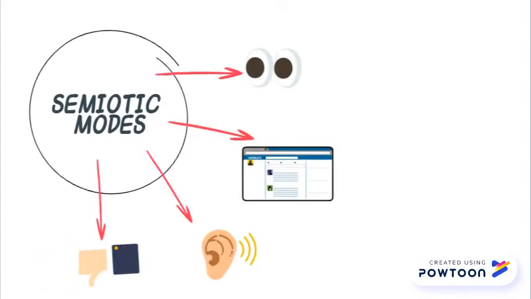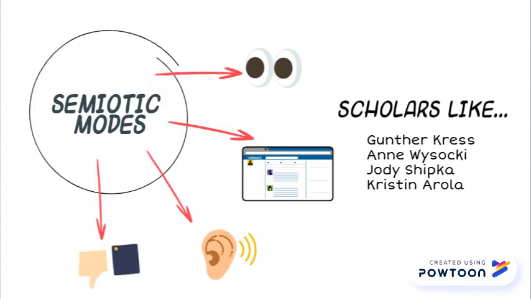All of these different ways of making meaning are called semiotic modes, and compositional scholars would argue that we never just rely on one of these modes when we are interpreting texts. Rather, we are always interpreting multiple modes.